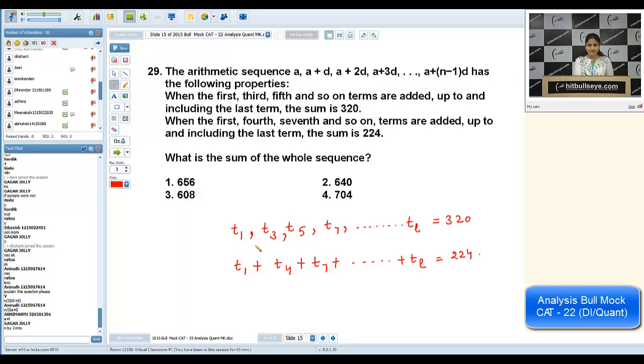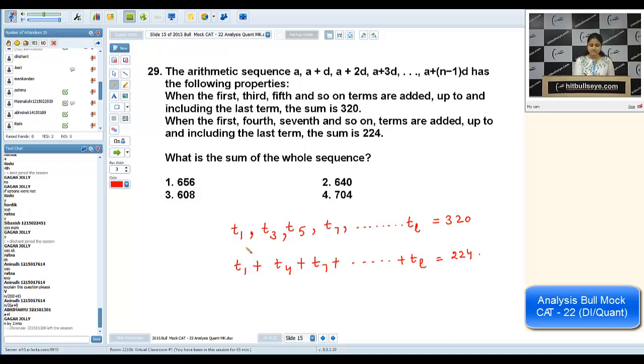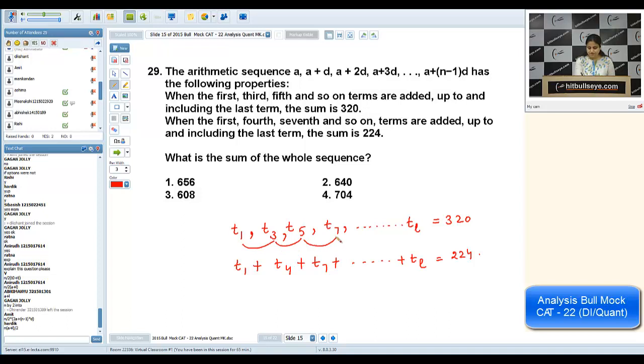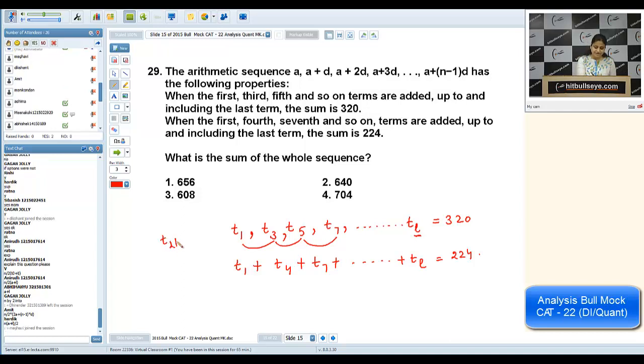Now again, we have done a similar question, that was 2 raised to power minus 0.5. The similar logic I am applying here. You can see the subscript here, that is 1, 3, 5, 7. It means every time we are calculating T2k plus 1. And here we are calculating 1, 4, 7, and so on up to. Every time we are calculating T3k plus 1.